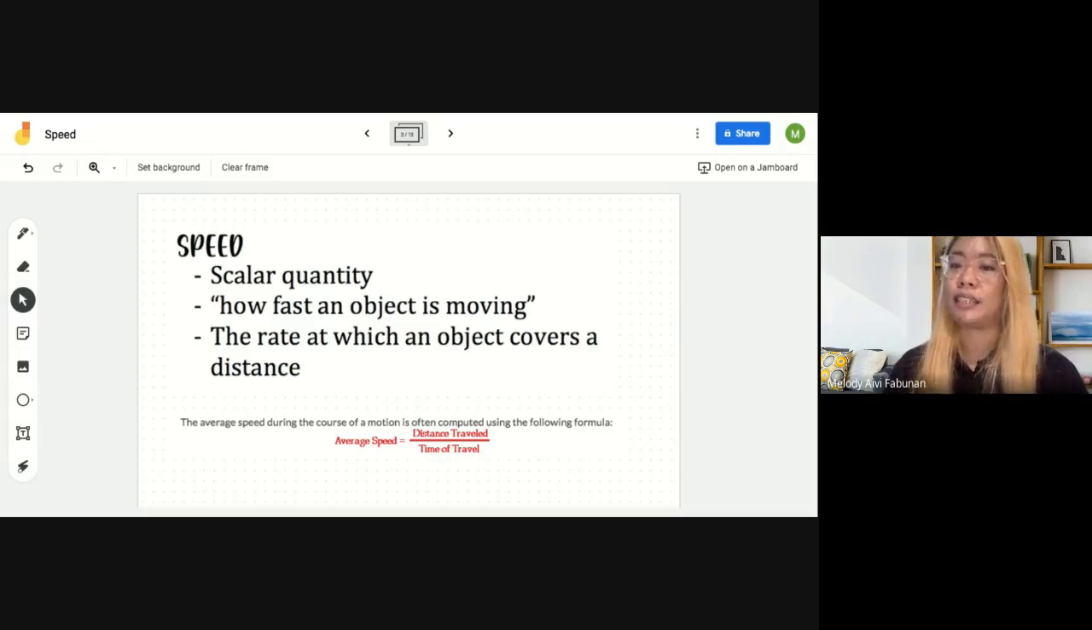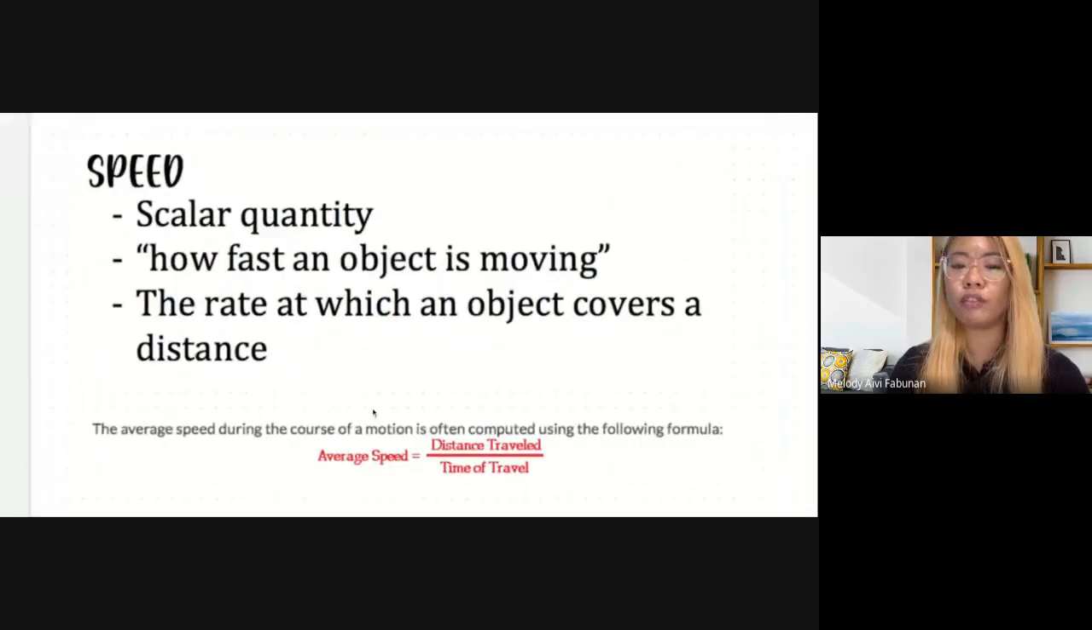So two factors influence speed: the time and, of course, the distance, the how far and the how long. That's how we measure speed. Please take note of this in your notebook.